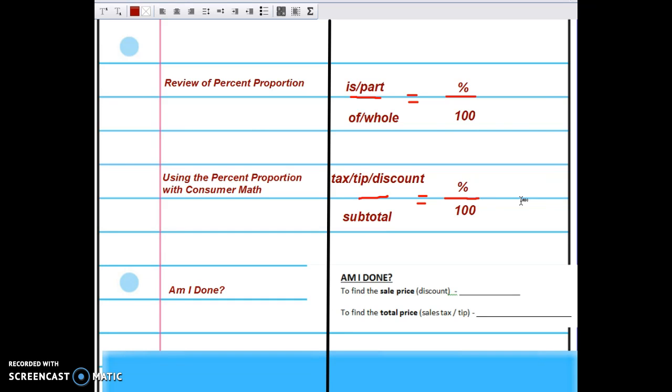So a lot of these problems will have a few steps involved with them. So once you solve your proportion, that doesn't necessarily mean you're done. They may ask you to find the sale price. So that'd be a type of discount. So that means you have to subtract the amount of the discount from the subtotal. They may ask you for a total price. That means you have to add the tax or tip to the subtotal. So that's the basic information that you need. In the next video, we're going to look at how to actually solve these examples.